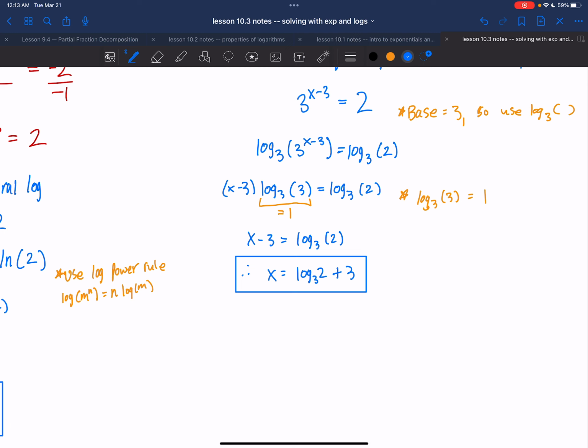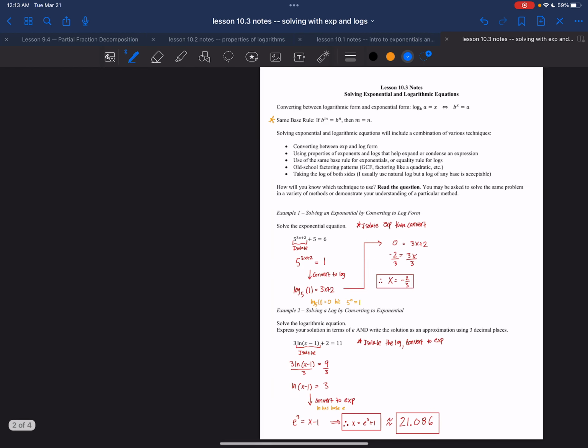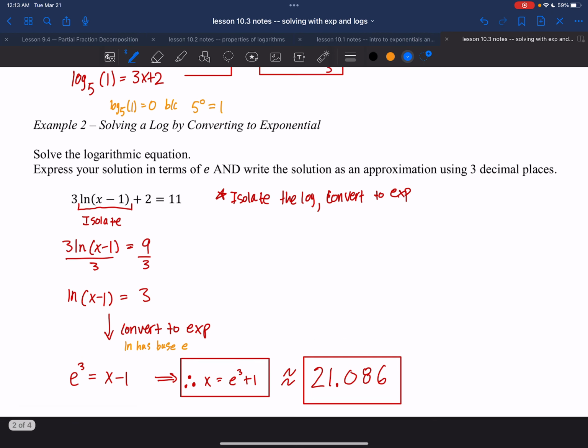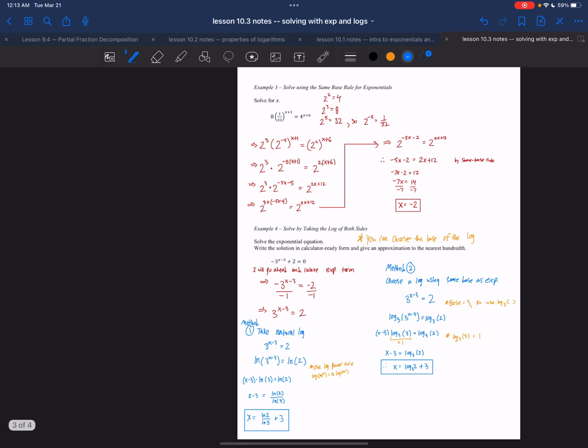And by the way, this method, if you choose using the log of the same base as the exponent, it's actually pretty much the same as example 1. It's pretty much the exact same method. You're isolating the exponential and then converting to a log. Okay?